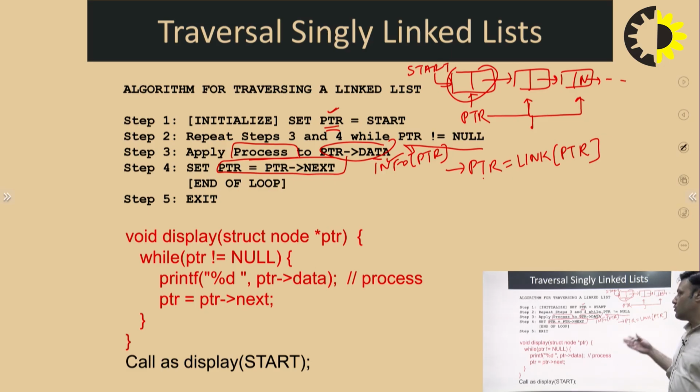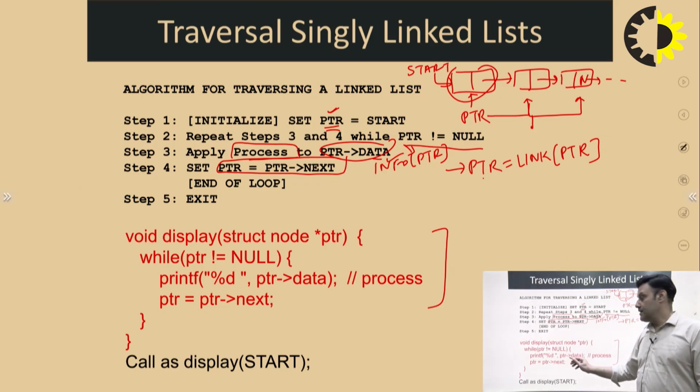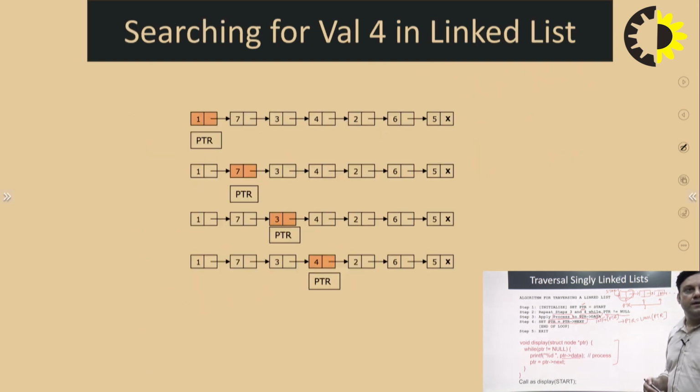So traversing means we are going to travel. How will this be implemented in C language? Simply, while ptr is not equal to null, we will print the value of that data part, then ptr is equal to ptr next, and it keeps going on.